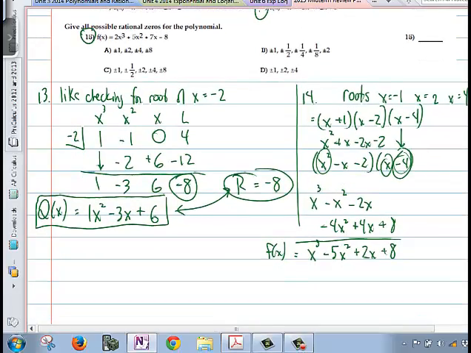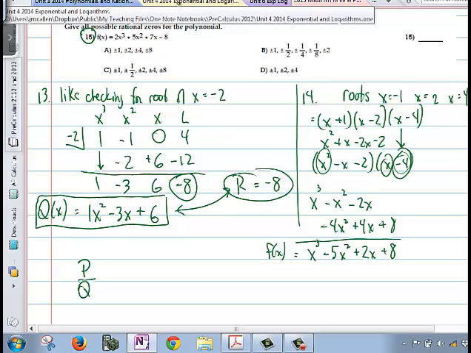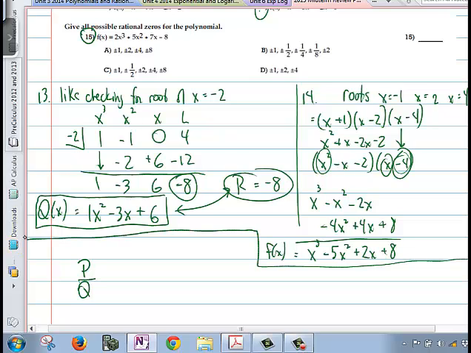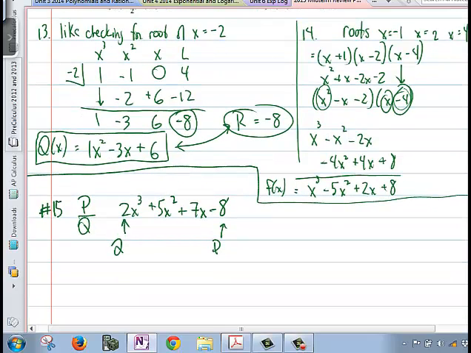This is the rational root theorem, and it basically comes from the P over Q ratio. You should write this down in your notes, and this is number 15. The polynomial is 2x cubed plus 5x squared plus 7x minus 8. So this is the P term, and this is the Q term. All you have to do to find the rational roots is P over Q, which would equal all the factors plus or minus of 8 divided by all the factors plus or minus of 2.